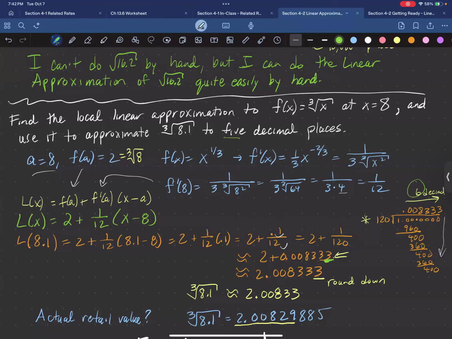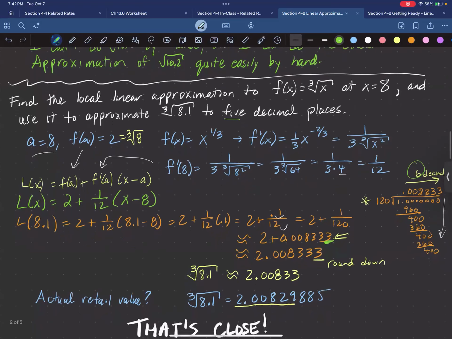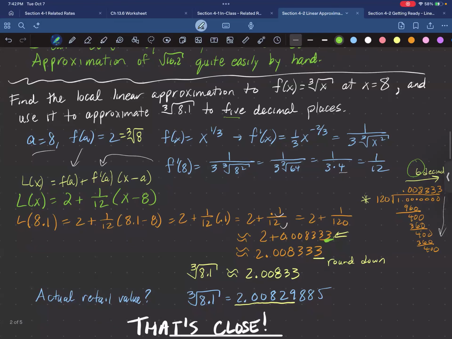2.00829885. I don't know why I wrote actual retail value. I had like Price Is Right in my head. Those are pretty close though. Look how close those are. And yeah, the division wasn't all that fun, but I can do it by hand. Okay.